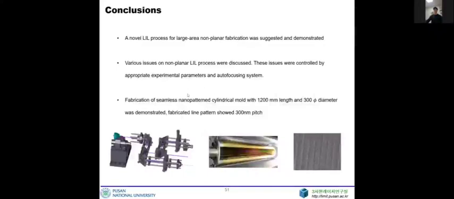In summary, various issues on the non-planar LIR process were discussed and demonstrated experimentally. After that, a seamless nanopattern cylindrical board with 20 millimeter length and 300 diameter was fabricated by the non-planar LIR process. Its surface was observed by UV curable resin replica, and SEM images showed a 300 nanometer pitch line pattern was fabricated.